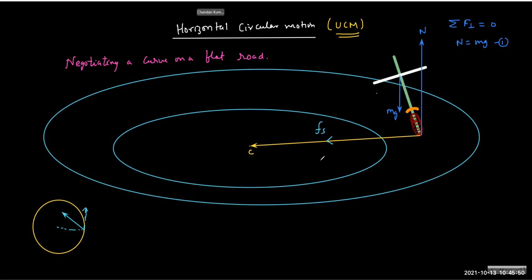But if it moves fast enough, then friction won't be sufficient to make that turn possible, and therefore you will skid. So it is the friction which decides the maximum speed of negotiation. When you negotiate a curve, the velocity is dictated by Fs. This is a very simple equation. The only formula we need to write is Fc equals Fs, and we're done.